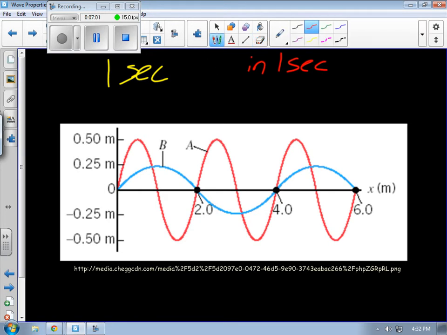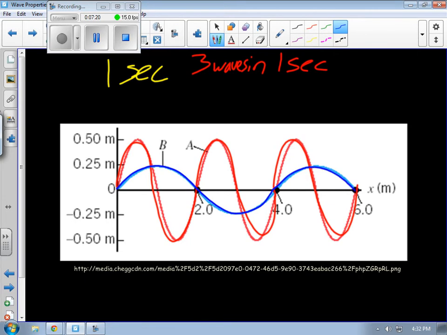so we went here, so that's 1, that's 2, that's 3. So we had 3 waves in 1 second, and our blue wave went, there's 1 wave, and that's a half wave. So we had 1.5 waves in 1 second. This tells us our frequency.